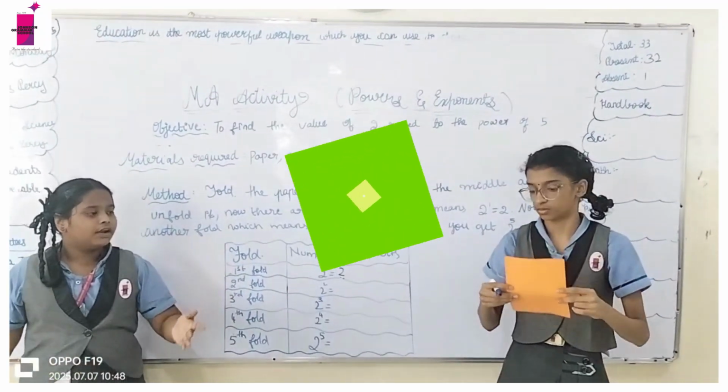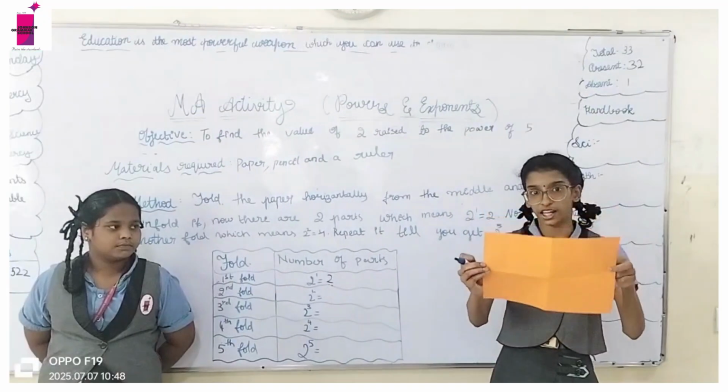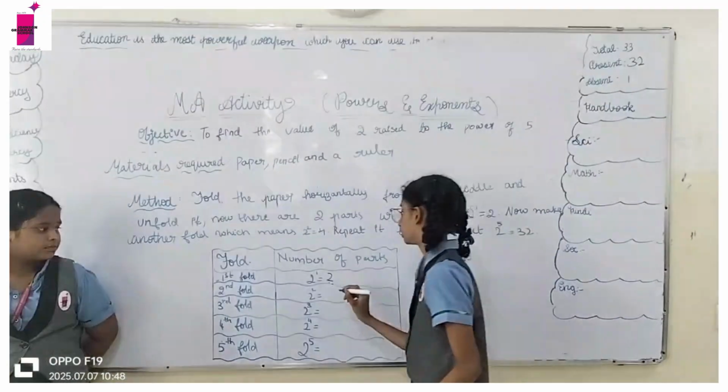Now that we understood that 2 raised to the power 1 is equal to 2, let us make another fold and then unfold it. There are 4 parts, which means 2 raised to the power 2 is equal to 4.